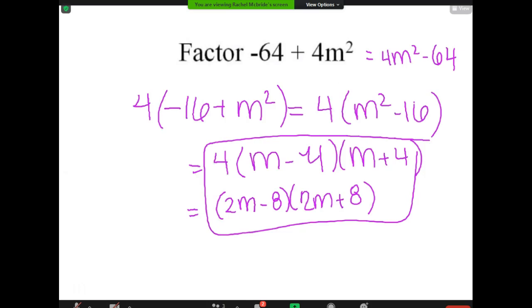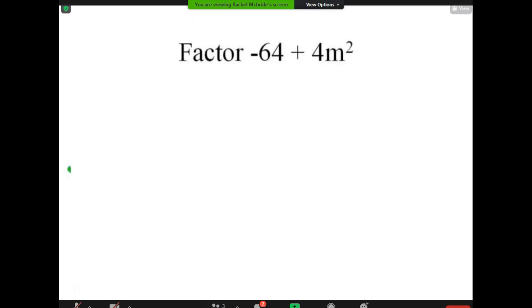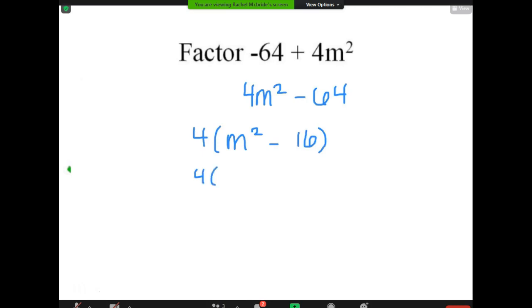And then the last one, so we have negative 64 plus 4m squared. This one can factor in multiple ways. You could rearrange your terms so it was 4m squared minus 64. You could look at that and think, oh, I can take out a GCF of 4, leaving me m squared minus 64 divided by 4, which is 16. That is a difference of squares. It becomes (m minus 4)(m plus 4).